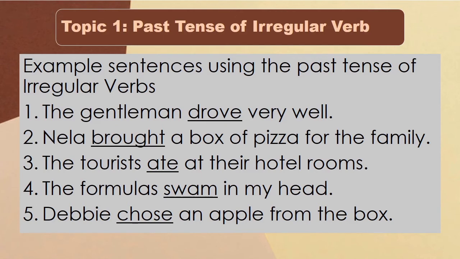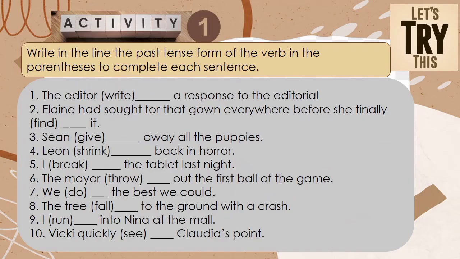The formulas swam in my head. DB chose an apple from the box. Now let's try this activity. Write in the line the past tense form of the verb in the parentheses to complete each sentence.